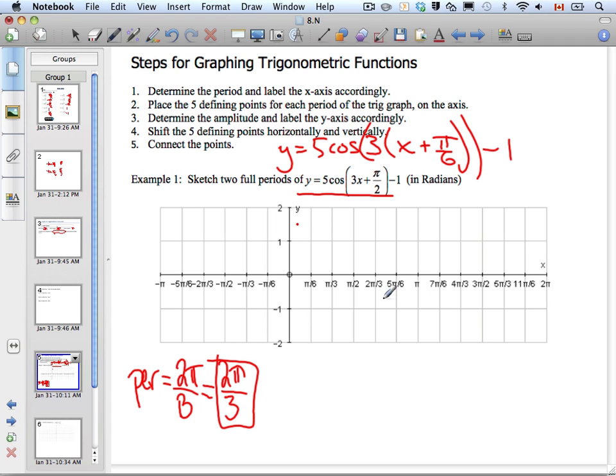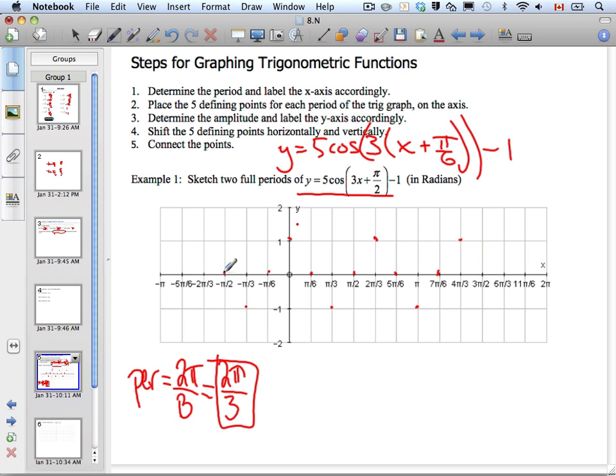And if I look at my graph, that means here's a starting point. Oh, sorry, it's cosine. Let me back that up a little bit. The starting point for cosine is up here, and it's going to end up there as well. And I'm going to put my 5 defining points on as such. Okay, and I always go up and down through the x-axis. Okay, so I have 2 periods here, and I could go also negatively if I want.